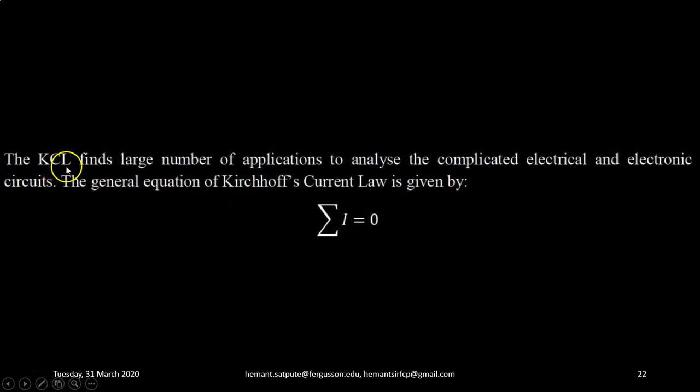KCL, Kirchhoff's current law, finds a large number of applications in analyzing complicated electrical and electronic circuits. The general equation of Kirchhoff's current law is given by summation I equal to 0 at a particular node. In other words, incoming current is equal to outgoing current. That's all for today's lecture.